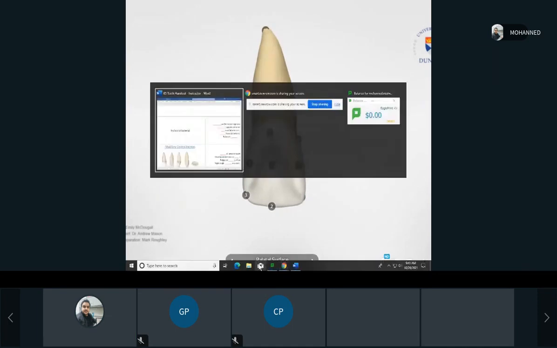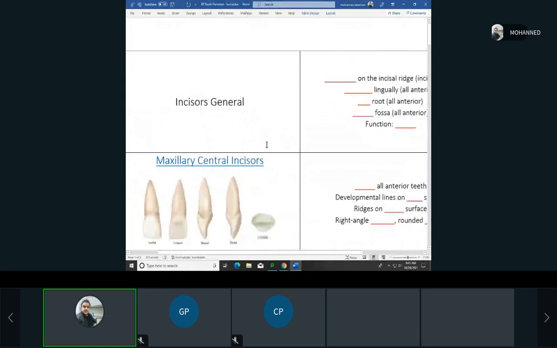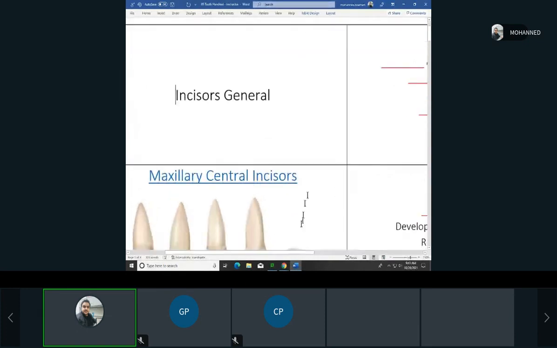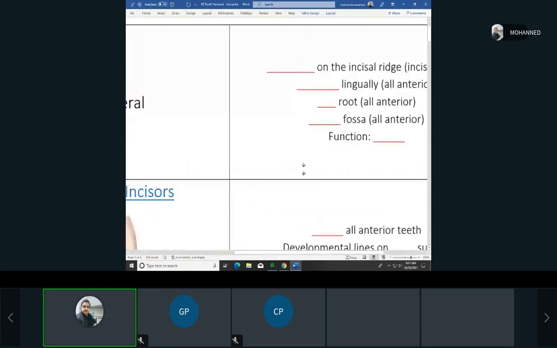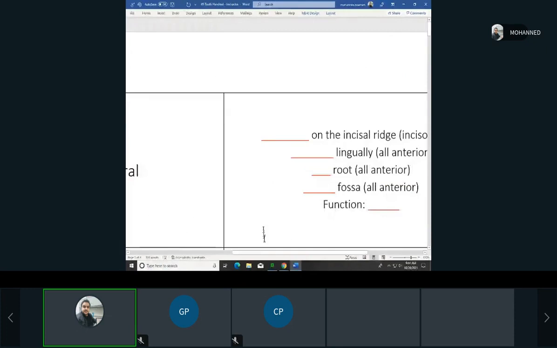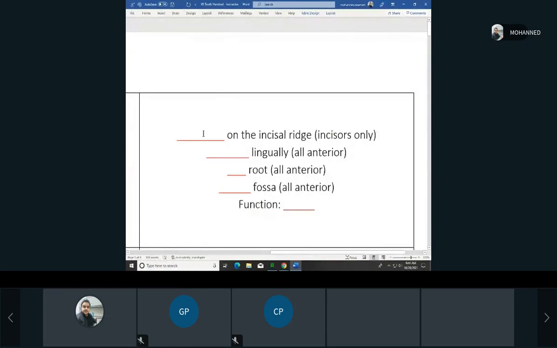So if we flip back here, let's fill up some spaces. General for all incisors, blank on the incisal ridge, mammillons exactly.